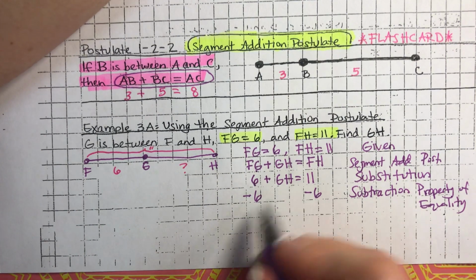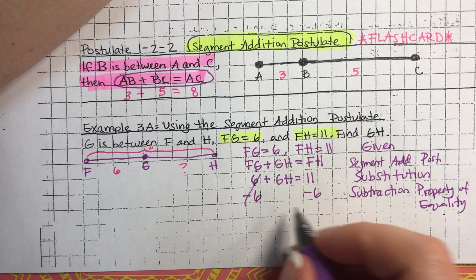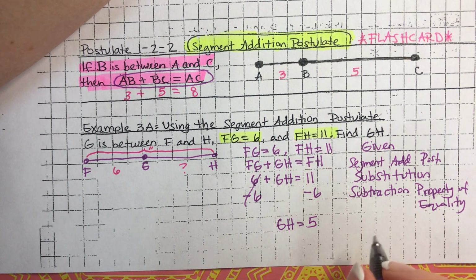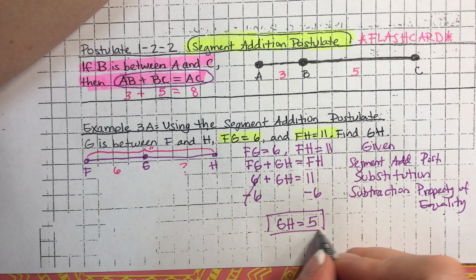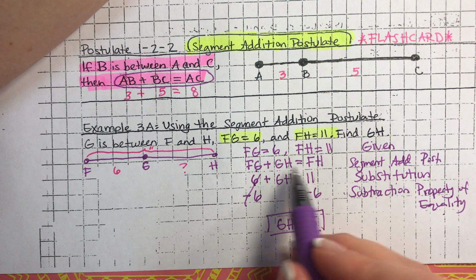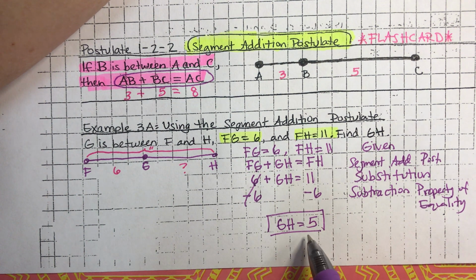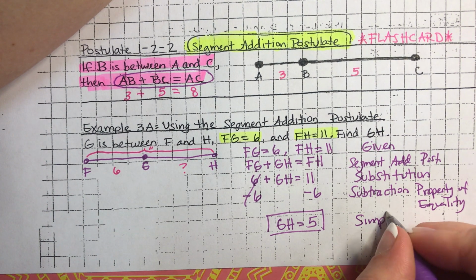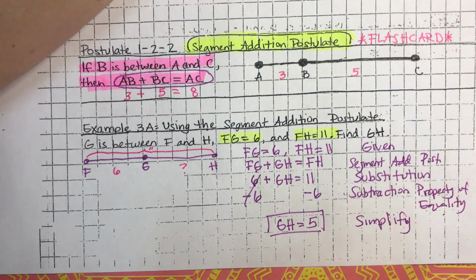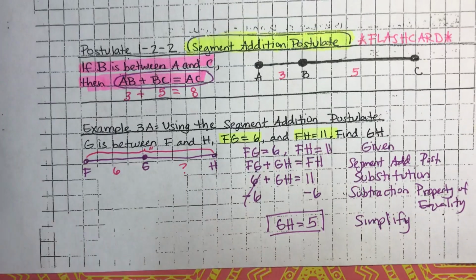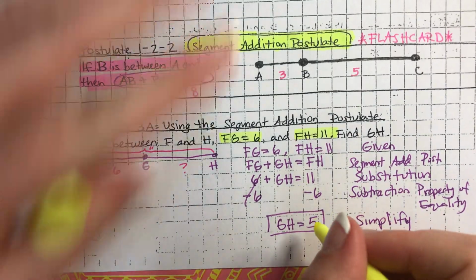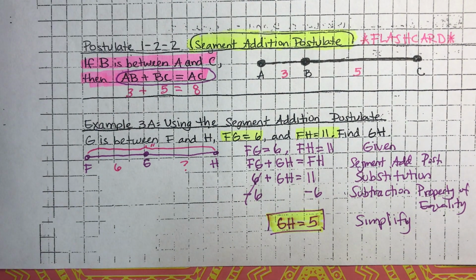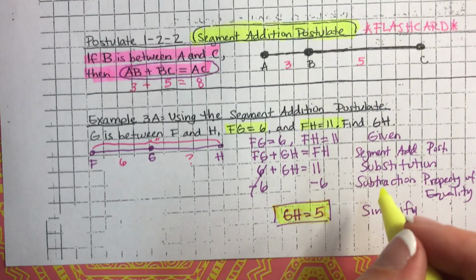Okay? And then that cancels. And we have GH equals 11 minus 6, which is 5. And that's the answer. Whenever I take something that looks like this and turn it into this, that's called simplifying. Simplify. Boom. And there we have the answer right there. GH equals 5.